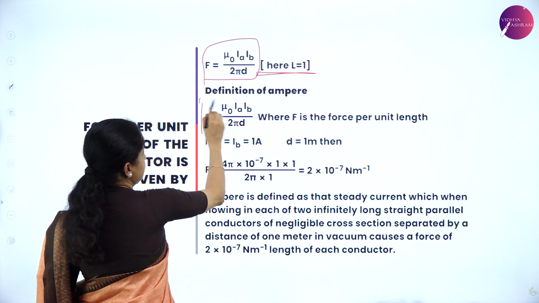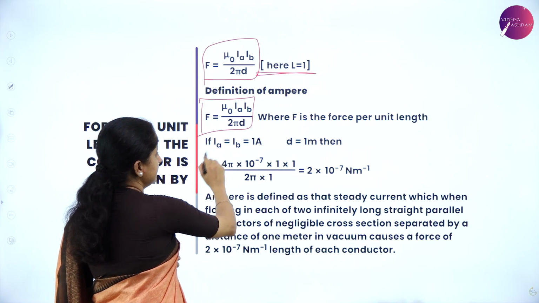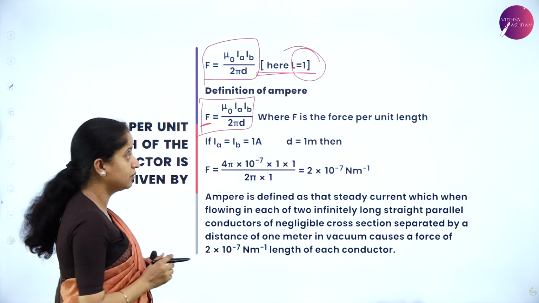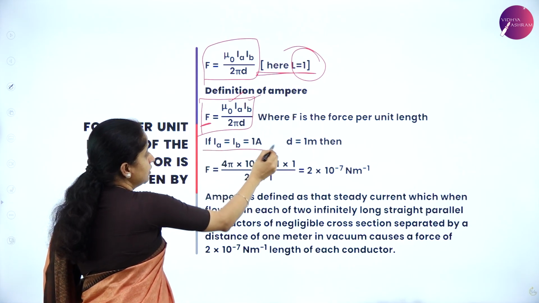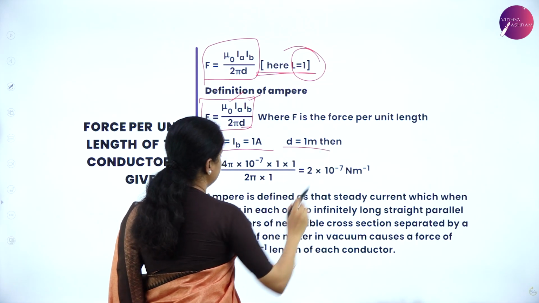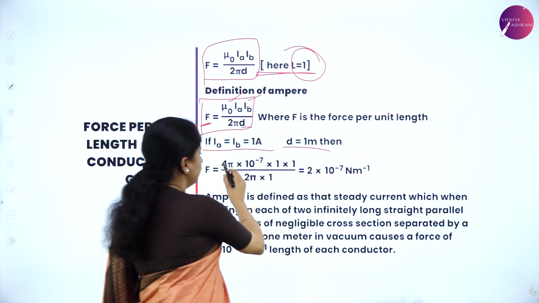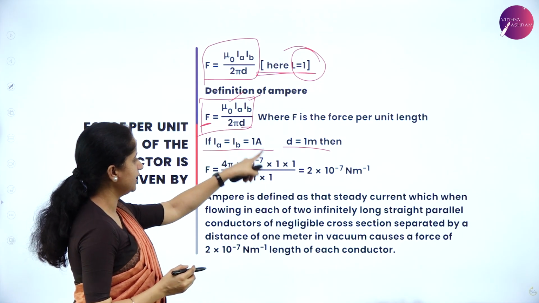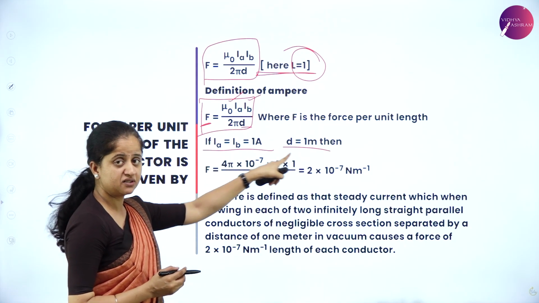How? We have the expression F is equal to mu naught IA IB divided by 2 pi d. Here F is nothing but the force per unit length. We have considered a length which is equal to 1 meter. Suppose the value of IA and IB is equal to 1 ampere and the distance of separation between the two conductors is equal to 1 meter, then we get F is equal to 4 pi into 10 power minus 7 into, in the place of IA it is 1, IB it is 1, divided by 2 pi as it is, and the distance of separation is 1 meter.